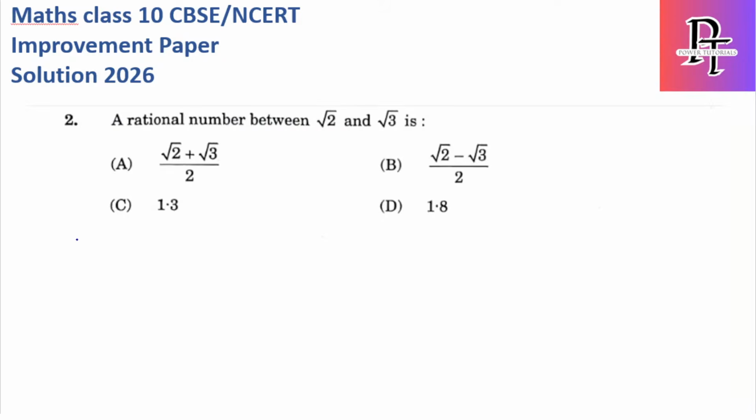The rational number between root 2 and root 3 is. If you notice here, (root 2 plus root 3) by 2 is again an irrational number. (Root 2 minus root 3) by 2 is also irrational. So what is the root 2 value? Root 2 is almost 1.414 and so on, whereas root 3 is 1.732 and so on. So which is the in-between value based on these options?